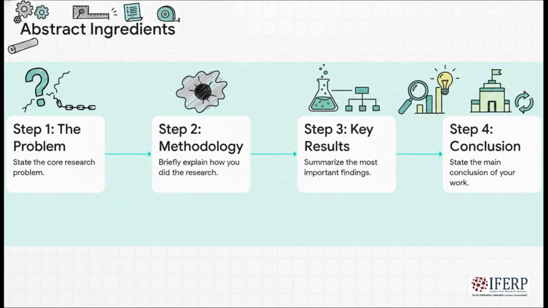Now for the abstract. I want you to think of the abstract as the perfect little architectural model of your entire project. It's not the intro, it's a miniature summary of the whole building. It has to show the problem you're tackling, how you did it, what you found, and what it all means. And you've got to do all of that, usually in 250 words or less.